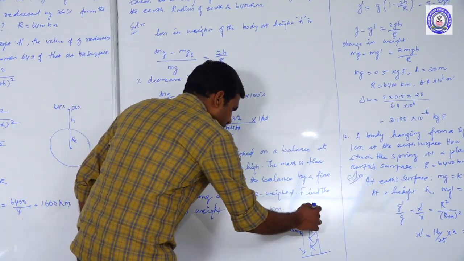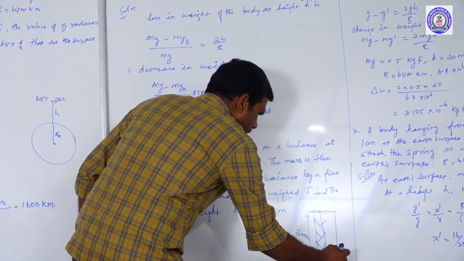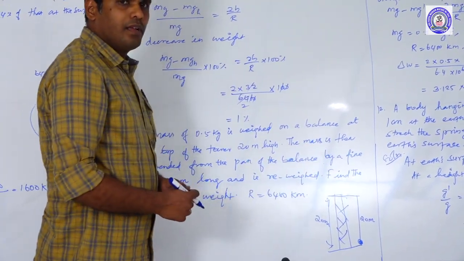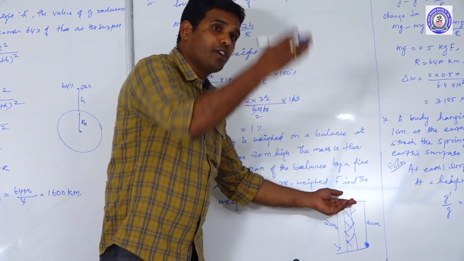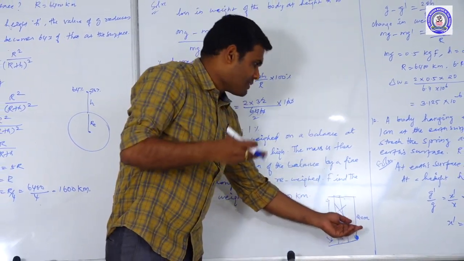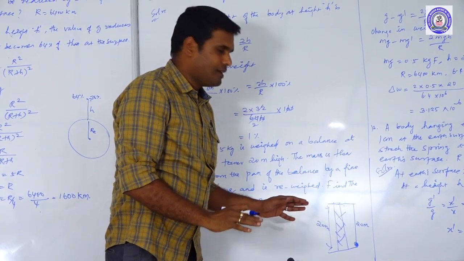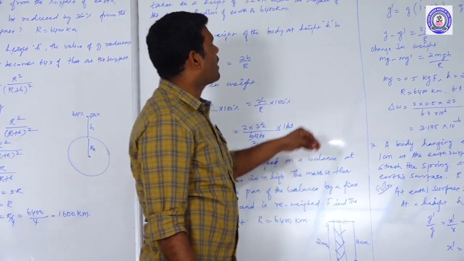It is weighed at this particular height and then it is suspended by a fine wire and the same mass is weighed. The wire is 20 meter long, which means the mass is weighed at a height 20 meters above the Earth's surface and the same mass is weighed on the surface of Earth. That's the meaning, right? They are asking you to calculate the change in weight, as usual.